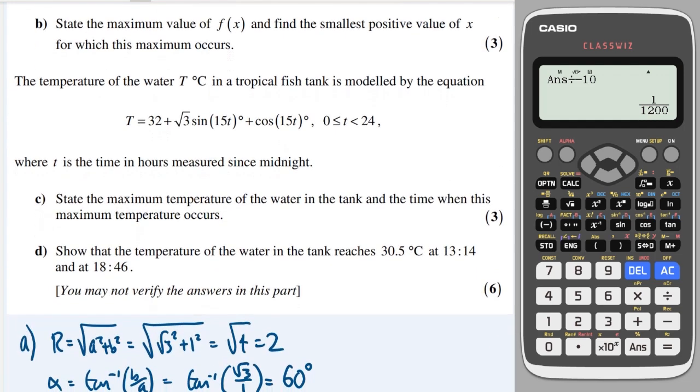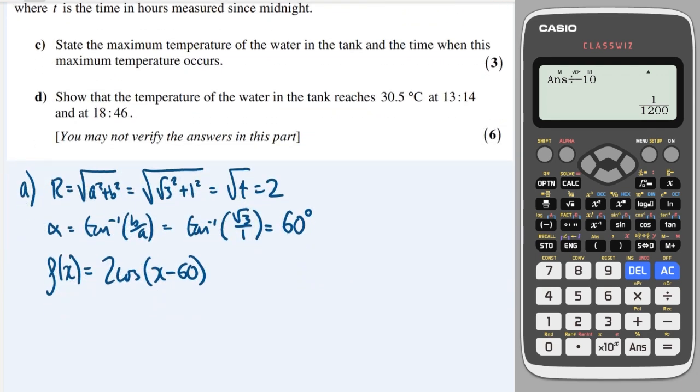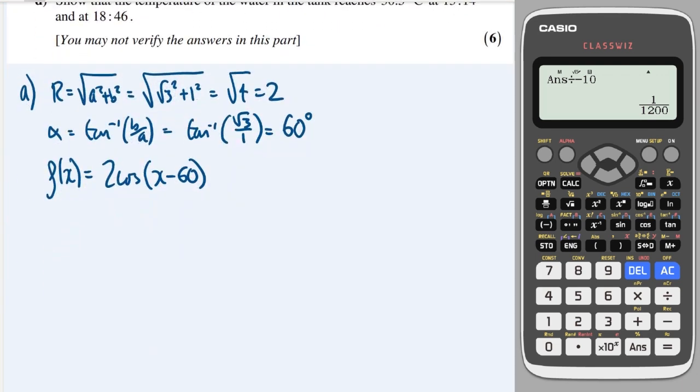State the maximum value of f of x and find the smallest positive value of x for which this maximum occurs. Okay, so the maximum will occur when the cos function is at the maximum, which is 1. And when that is the case, I get f of x is equal to 2.